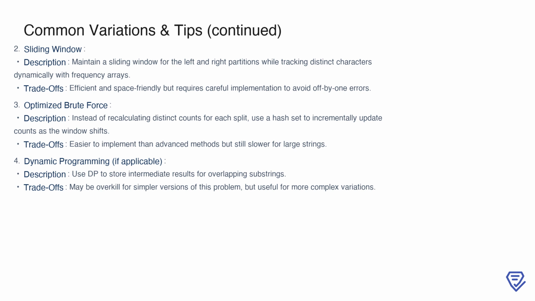Lastly, dynamic programming can sometimes be applied, particularly for more complex variations of this problem. By storing intermediate results for overlapping substrings, you can avoid redundant calculations. However, dynamic programming may be overkill for simpler versions of this problem and is best reserved for cases where it offers a clear advantage. Each of these methods has its trade-offs, so understanding the constraints and requirements of the problem will guide you toward the best solution.